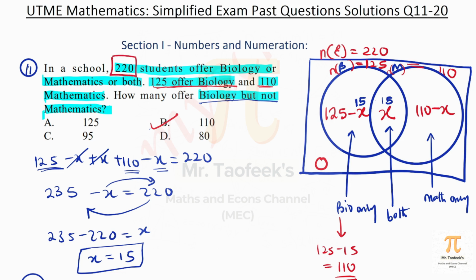The simple reason is because some people that are offering biology, as you see here, are also doing math at the same time. And how many are they? They are 15. That's why we have this 15 over there. That's why it looks like it is bloated.